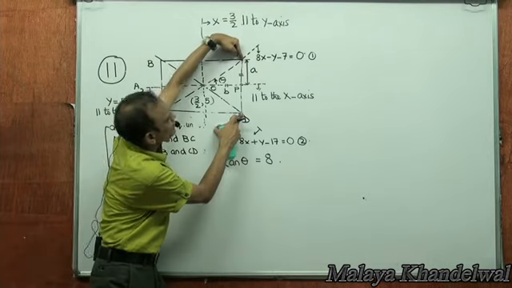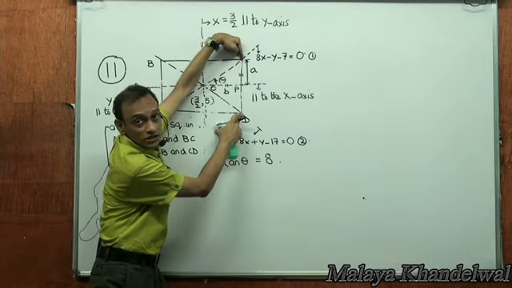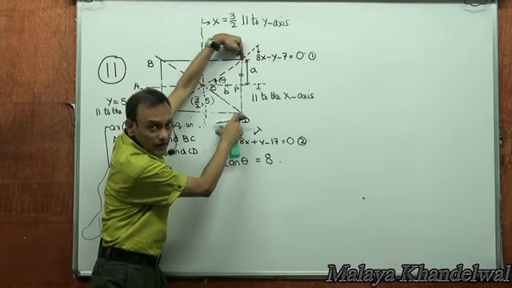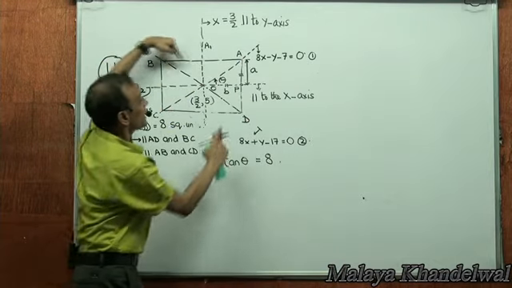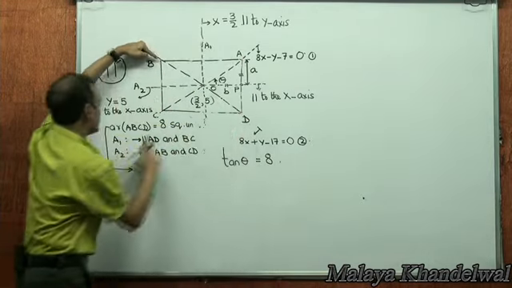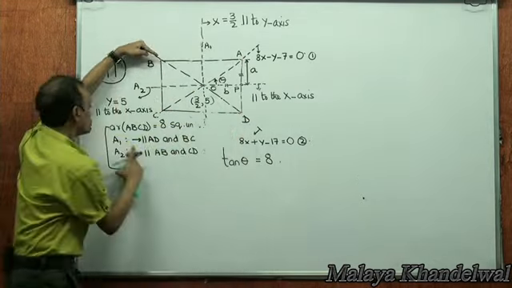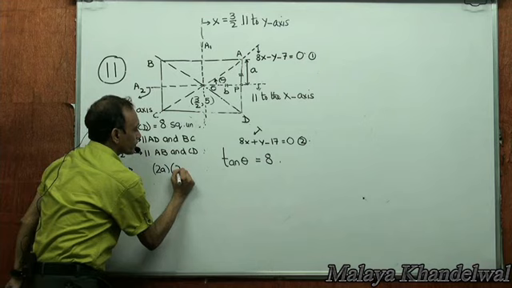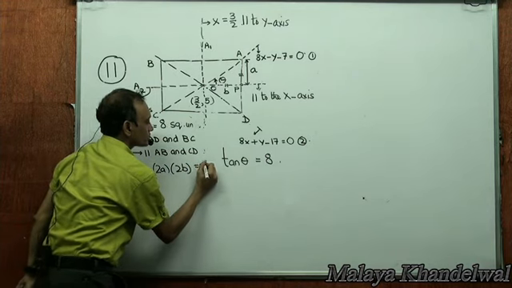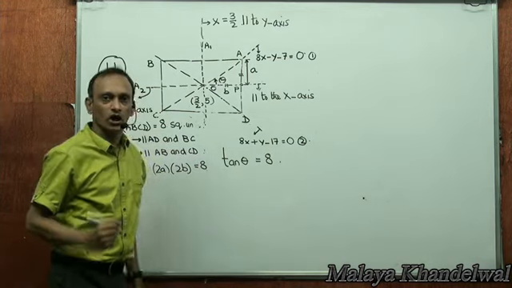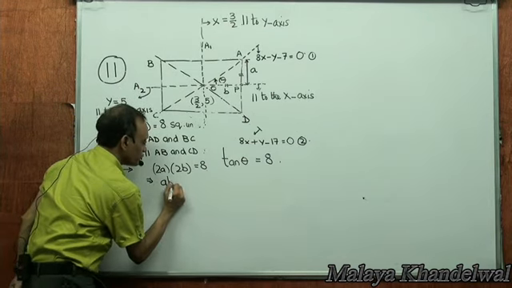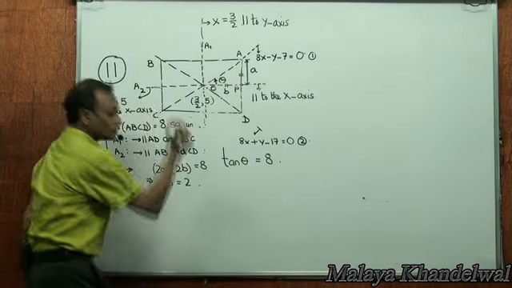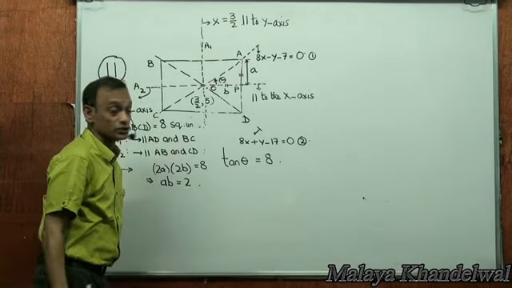So what would be this side of the rectangle? 2A units, isn't it? This side of the rectangle would be 2A units. What would be this side of the rectangle? 2B units. And 2A into 2B should measure the area of this rectangle, 8 square units. So 2A into 2B is 8 square units. What do you say? All's good, right? So AB then would be 2.